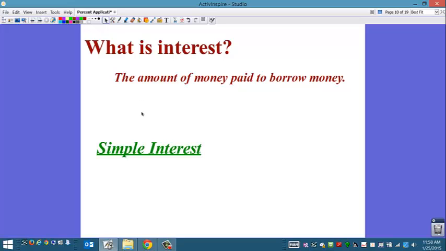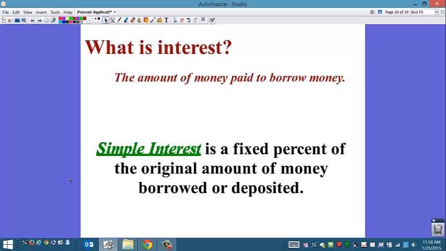We're only going to deal with simple interest. And simple interest is a fixed percent of the original amount of money borrowed or deposited. So what that means is that if you borrow $5,000, the bank says, I'll give you that $5,000 loan, but you're going to pay me 13% of that $5,000 a year for however many years you get the loan. Okay, so that's simple interest. That's what we're going to deal with.